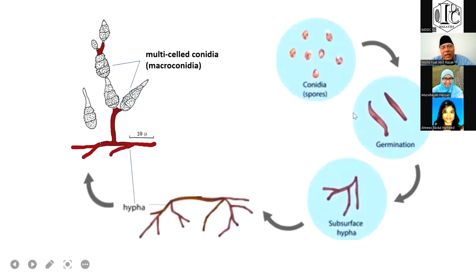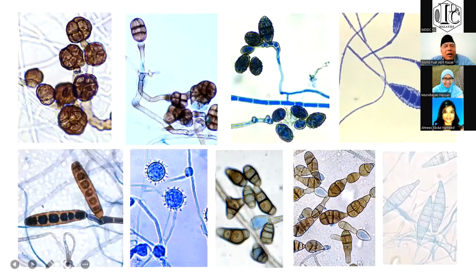So this is probably a more interesting fungus to identify, giving you less headache, because you can identify the mold by describing the macroconidia. This is macroconidia because it has many cells. These are some examples of fungus with macroconidia.